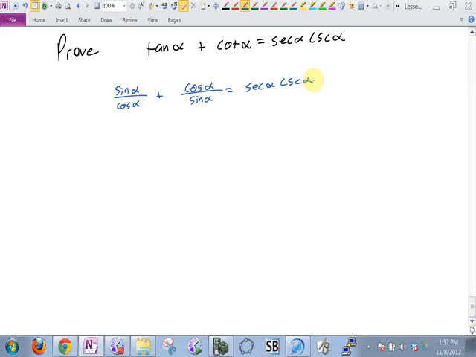If you're adding two fractions together of which the denominators have nothing in common, you just multiply them together. The common denominator is going to be sine alpha cosine alpha. It's the product of the two. So we're going to multiply top and bottom of this fraction by sine alpha. We're going to multiply top and bottom of this fraction by cosine alpha. So we get sine times itself, so that's a sine squared over the common denominator. The second numerator becomes cosine squared over the common denominator.